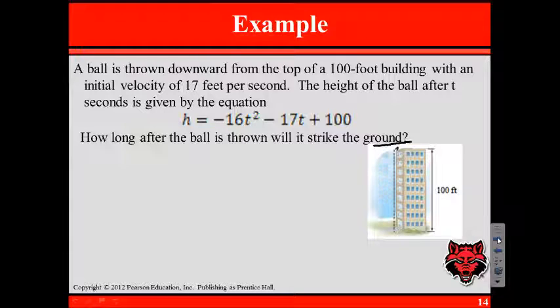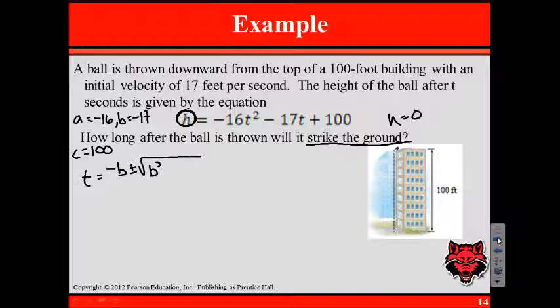So we start with this last piece of information, striking the ground. When something strikes the ground, its height is 0. So we replace the h with a 0, and now we have an equation in standard form. 0 equals negative 16t squared minus 17t plus 100. At this point, we can recognize a, b, and c. a equals negative 16, b equals negative 17, and c equals positive 100. We take those three values and plug them into the quadratic formula: negative b plus or minus the square root of b squared minus 4ac, all over 2a.